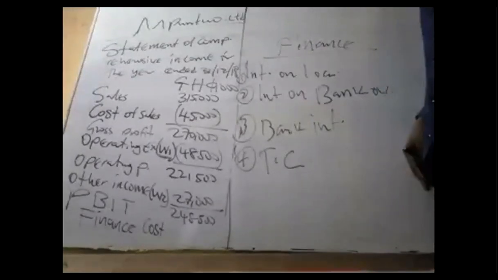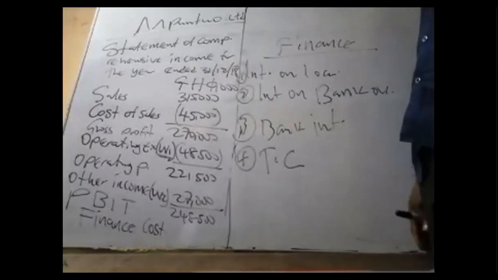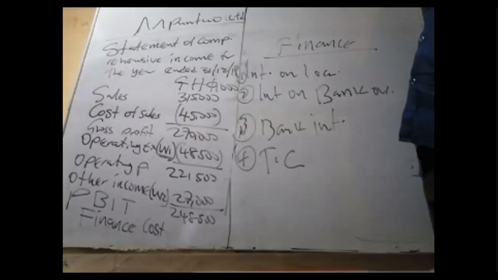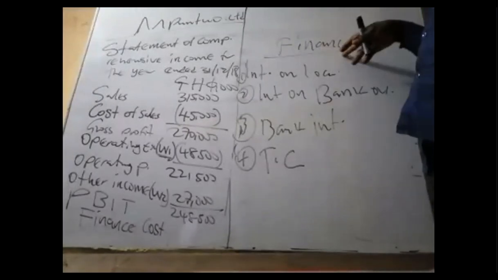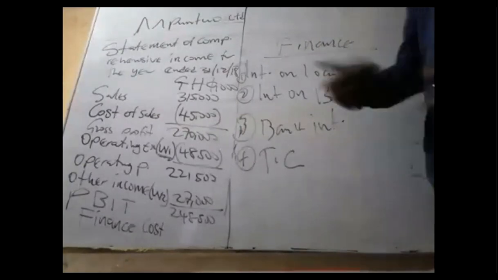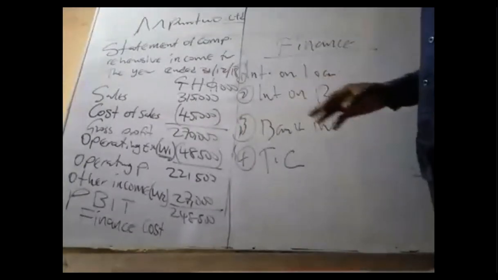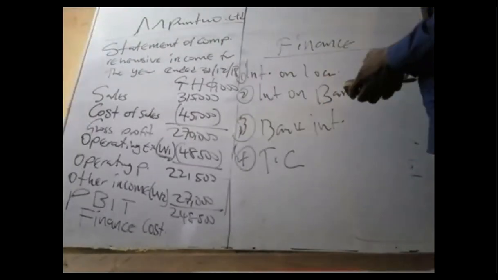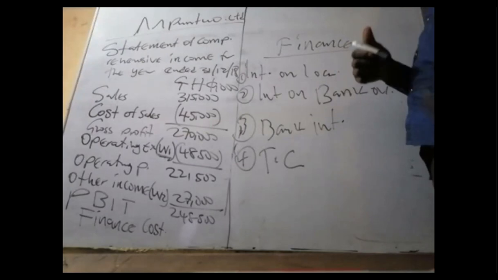Finance cost. It is not an administrative cost. You didn't pay that money to an employee or to run a business. You paid it for finance. That's why you pay that money. It's part of finance cost. Good. That's how we get the interest on a bank loan.